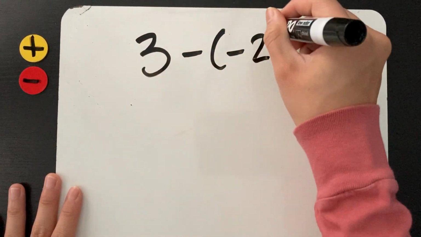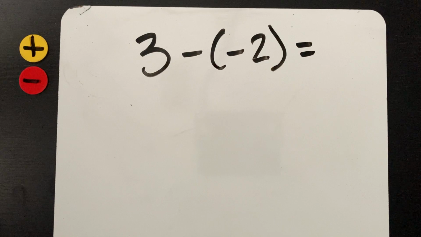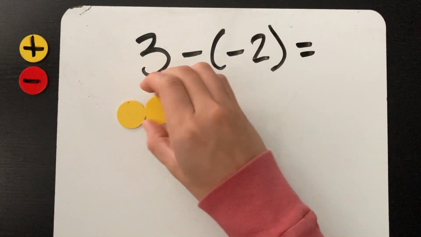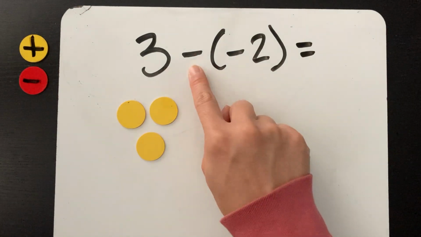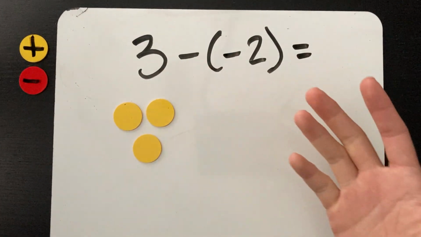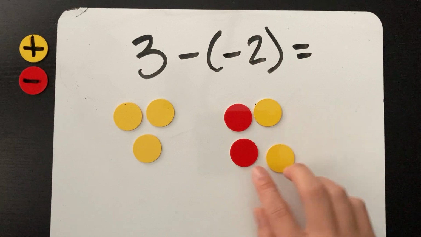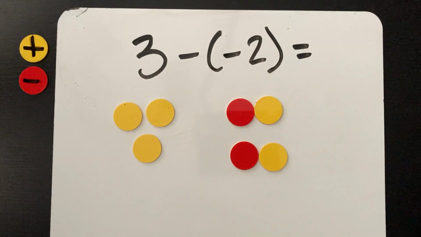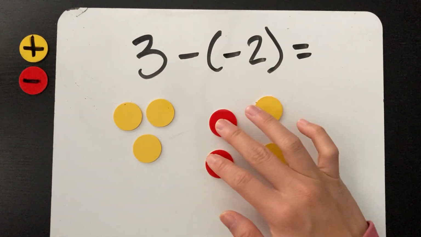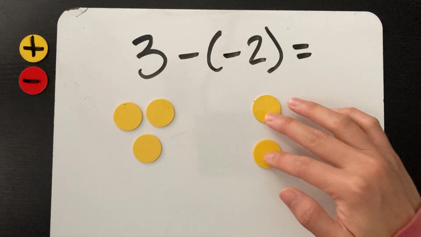+3 minus -2. I have a +3, and I'm taking away a -2. I don't have any negatives to take away, so that's when we're going to add some 0 pairs. 0 pair, 0 pair. Now I have 2 negatives I can take away. So I'm going to take these away, and I am left with a +5.